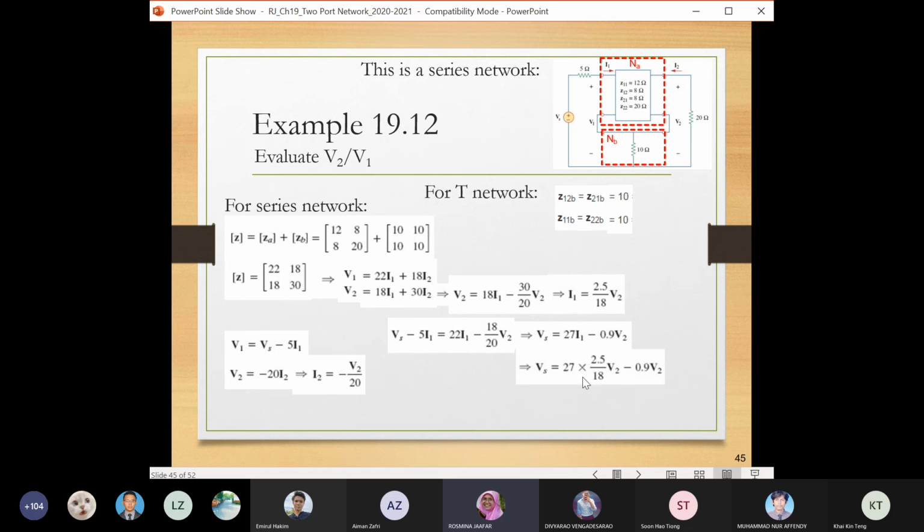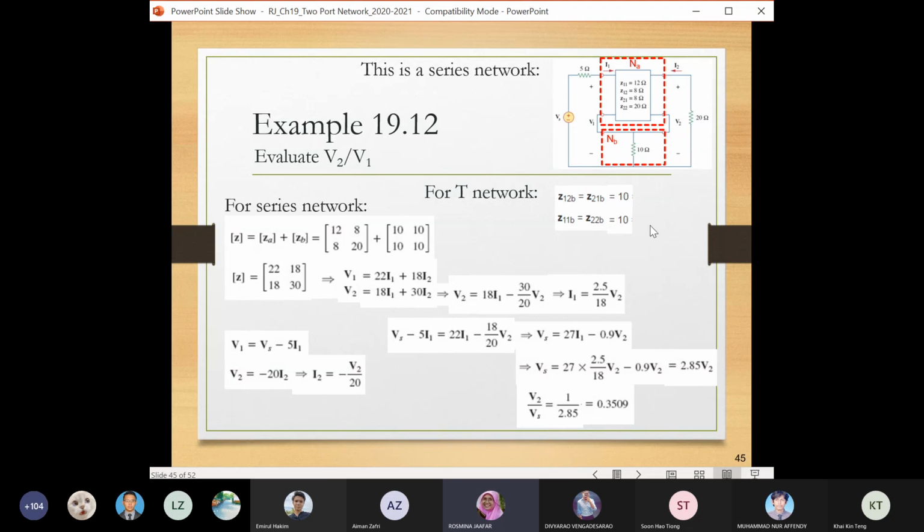Vs is equal to 27 and I1 is this equation, 2.5 over 18 V2. So you plug into the equation: Vs is equal to 27 times 2.5 over 18 V2 minus 0.9 V2. And the question asks for V2, so you can group V2 together. You will have Vs is equal to 2.85 V2. The equation only has two unknowns, Vs and V2. Therefore, V2 over Vs is simply 1 over 2.85, which is equal to 0.3509. So this is the gain.